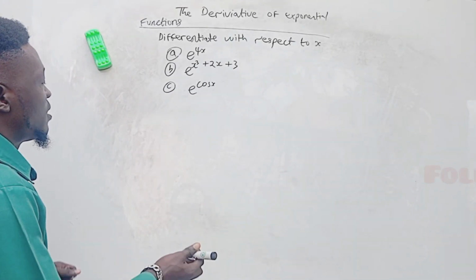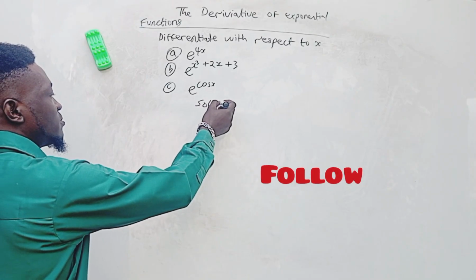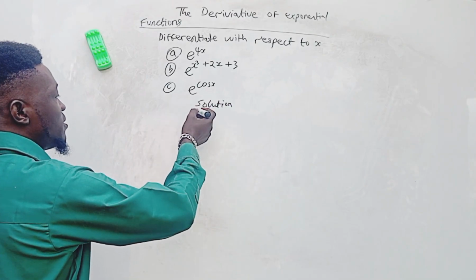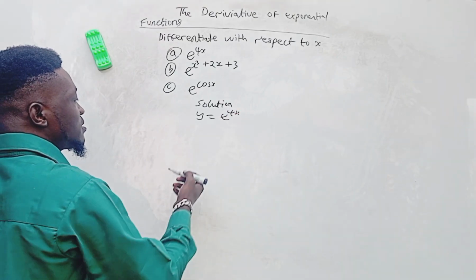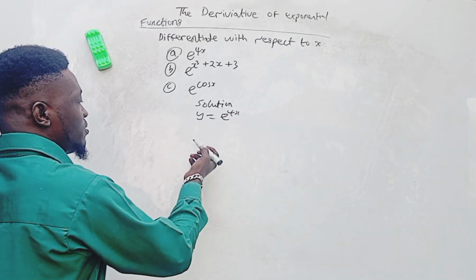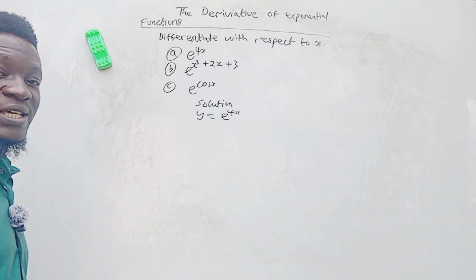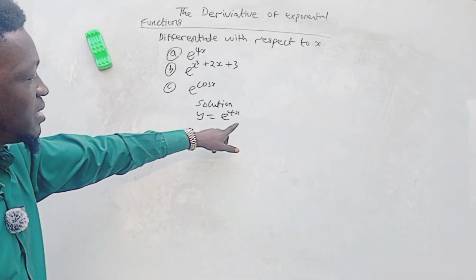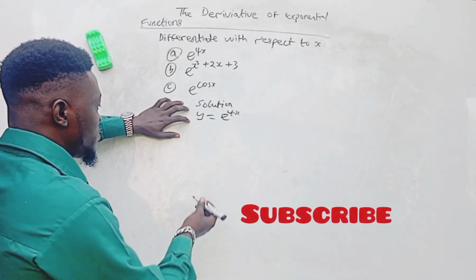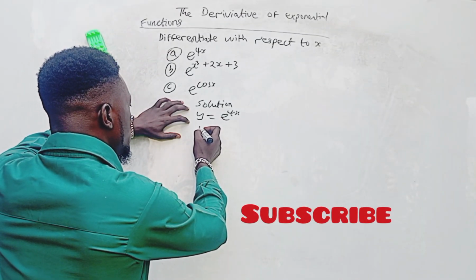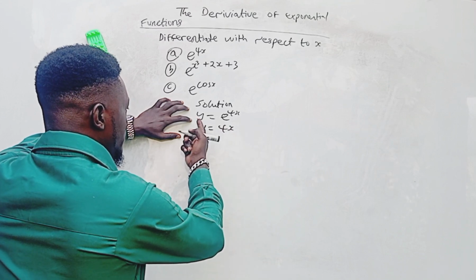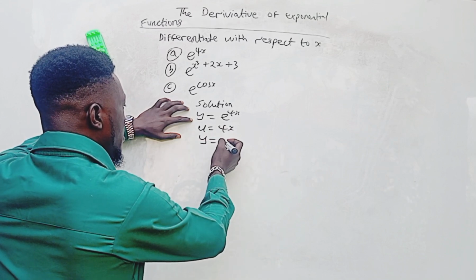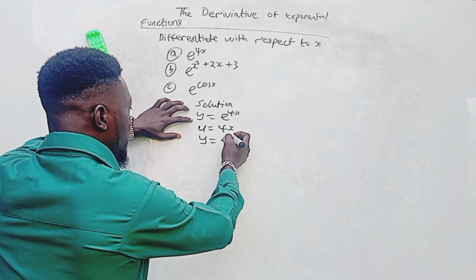We are given, let me say solution first, that y is equal to e raised to power 4x. Definitely you know that our u is the term that is the exponent. So in that instance, we say if u is equal to 4x, then y will become e raised to power u.